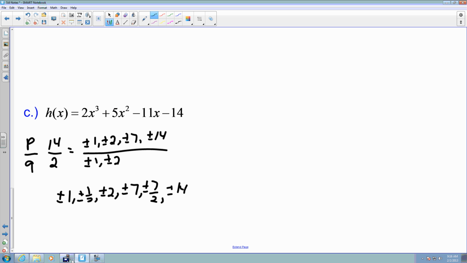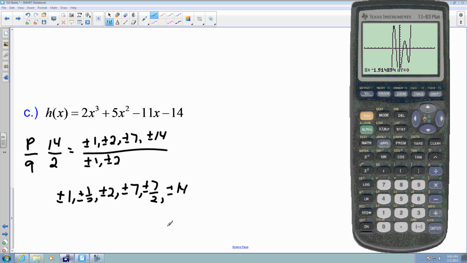So let's graph this. Take a look what it says. Let's go to the y equals, clear out. And so I'm going to type in 2, oh, sorry. Let's go back. Let's go x to the third power, plus 5x to the second minus 11x minus 14. Sometimes I make a mistake. And we're going to graph it.